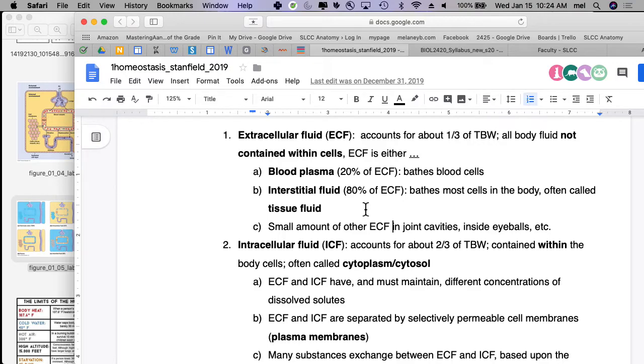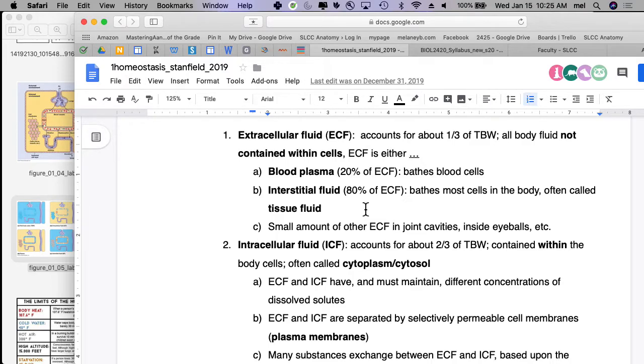there is, however, a little teeny bit of ECF that is not plasma or interstitial fluid. It doesn't tend to be big picture physiologically important, but it exists. Little bits of fluid inside your joint cavities, because those aren't tissue fluid because they're not surrounded by cells. They don't have cells within them, right? Just inside your joint cavity.